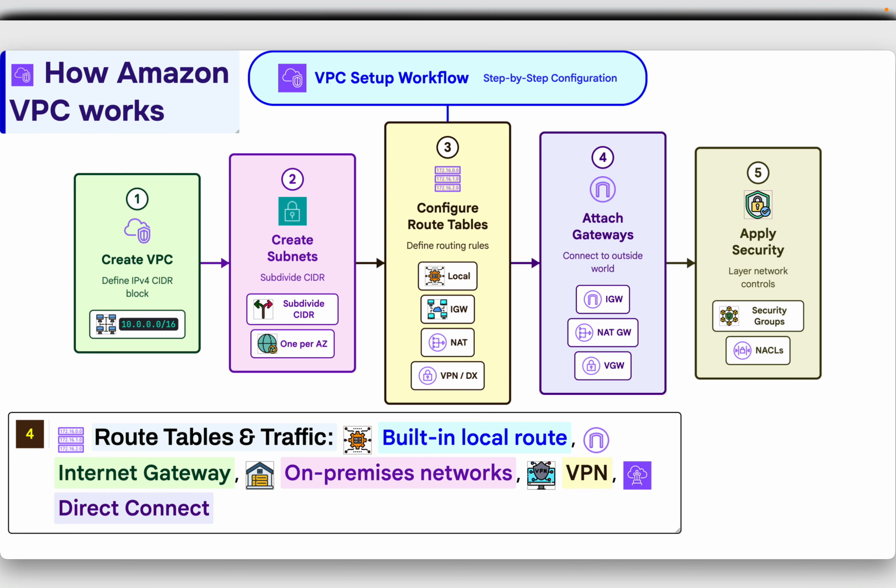Route tables control where traffic goes. Every route table has a built-in local route, and you can add routes for an internet gateway, or on-premises networks via virtual private network or Direct Connect.